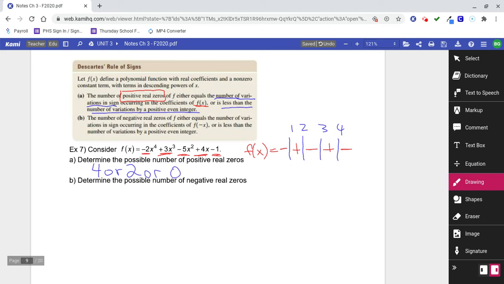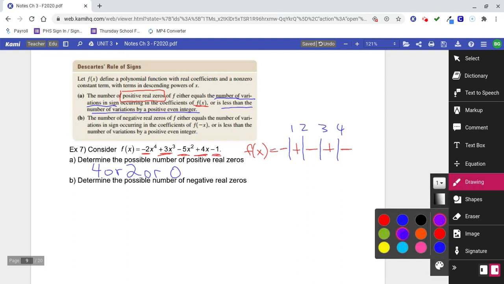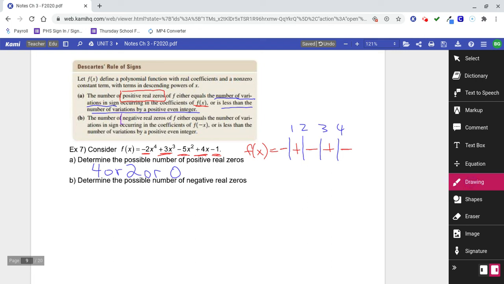So think about the question that was asked. You might see 4 solutions to that thing, but how many of them are positive real zeros? Either 4 or 2 or 0 are positive real zeros. Now, part B is a little bit harder because you have to look at f of negative x. So pay very close attention to this. Negative real zeros, you have to look at f of negative x. And it's basically the same question, but you're looking at f of negative x or f of opposite x. So think about what happens if you change x to negative x.